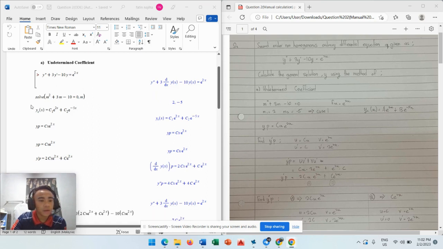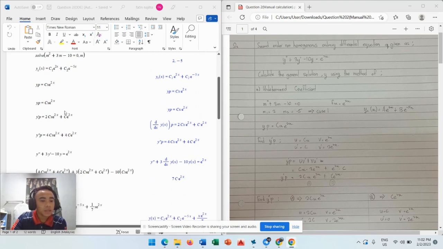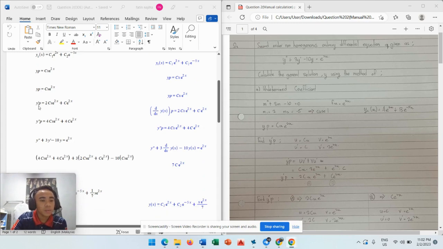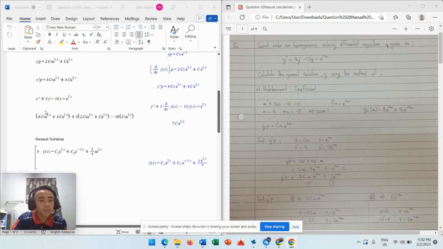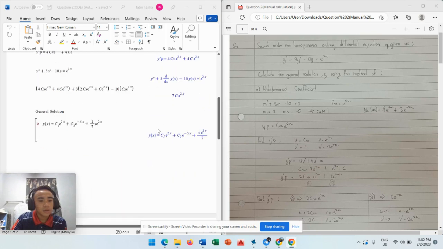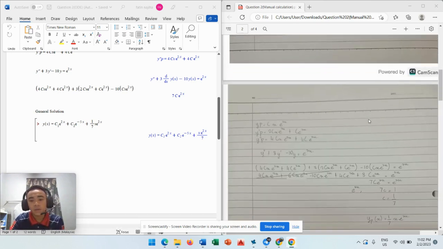First of all, we need to find the root and we define the yc. After that, we find the yp, y prime p and y double prime p. After that, we substitute all this to the question and we get the answer. It is the same for the manual calculation.